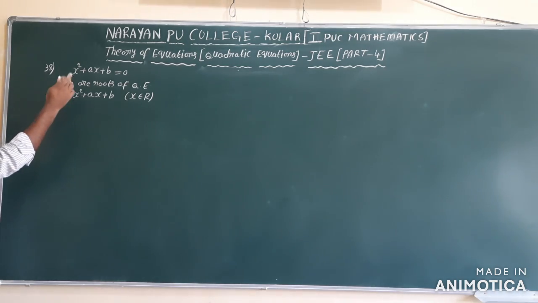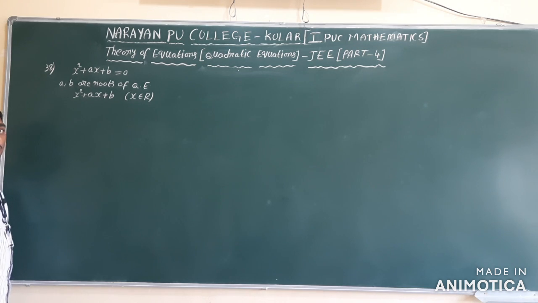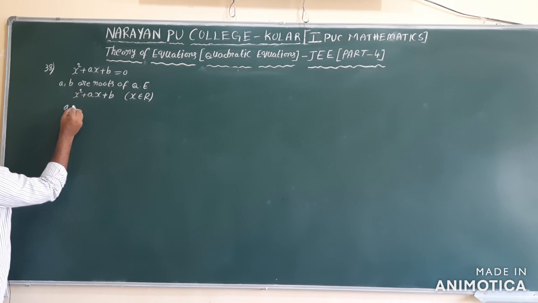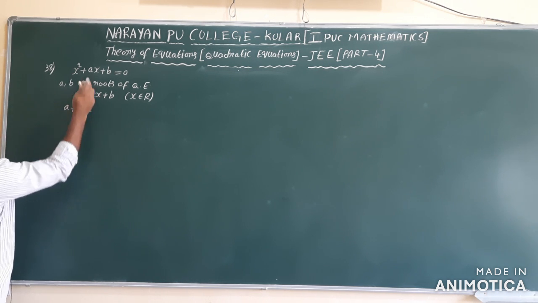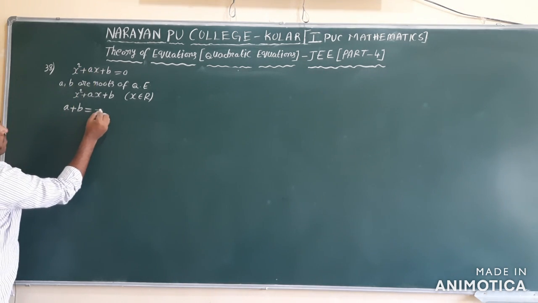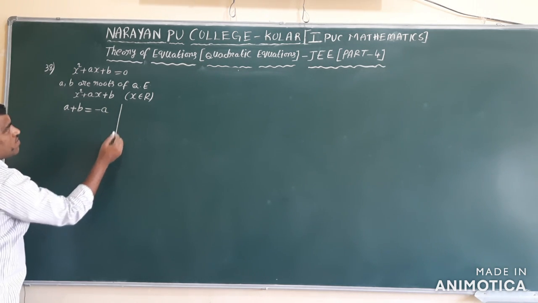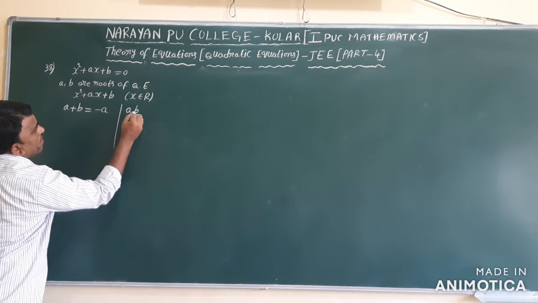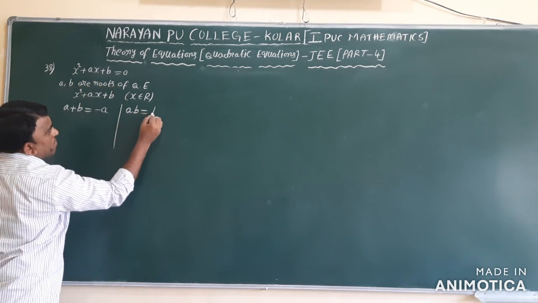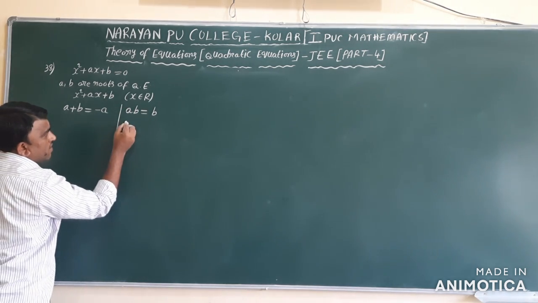So a and b are the roots of the quadratic equation x square plus ax plus b. Find out sum of roots and product of roots. Sum of roots a plus b equal to minus b by a. In place of b, a will be there. Minus a by 1, that is minus a only. Product of the roots ab equal to c by a. In place of c, b will be there. Don't cancel b by a and don't write a equal to 1 like that.